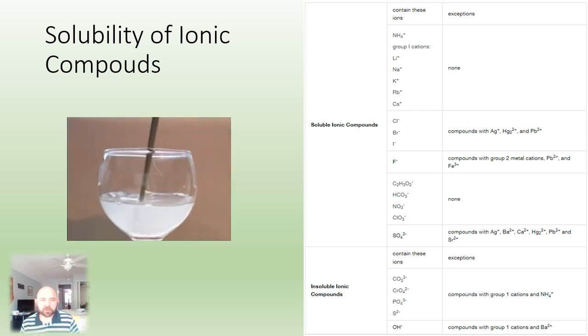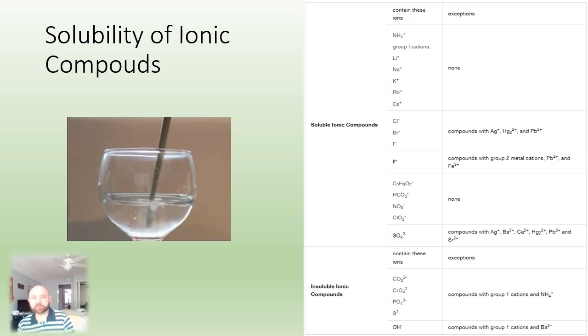Then we can see any fluoride is soluble except for those mixed with the group 2 metals, so that's things like calcium and magnesium, lead 2+ and iron 3+. All of those would be soluble except for those few exceptions. Then we can see acetate, bicarbonate, nitrates, and chlorates. All of those are soluble. Anytime you see that in a compound, that compound is soluble.